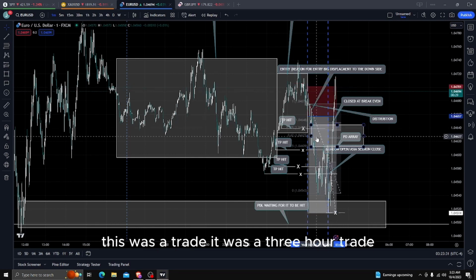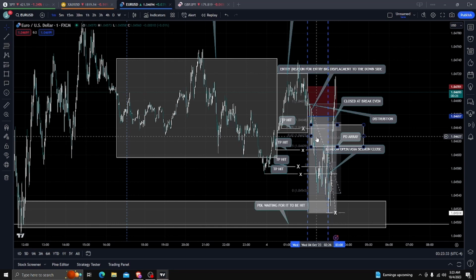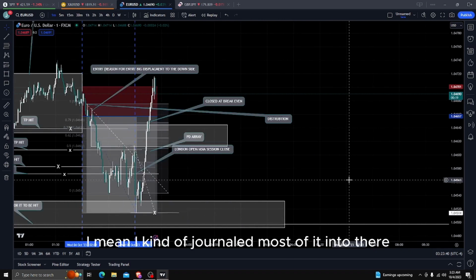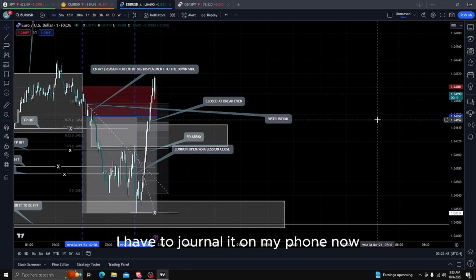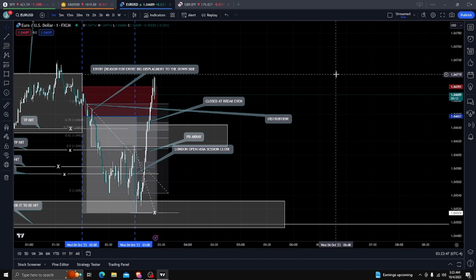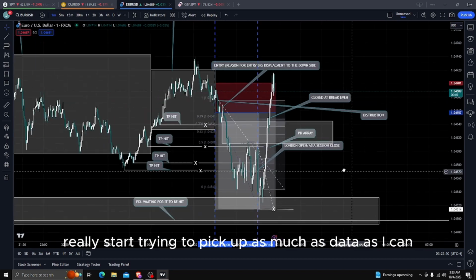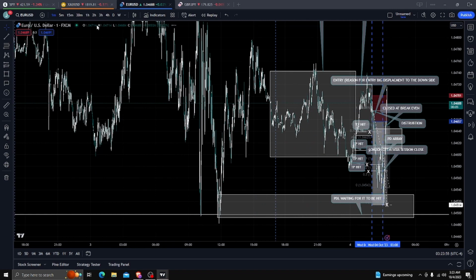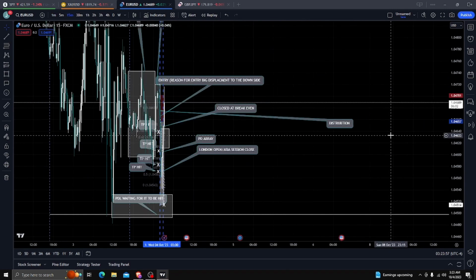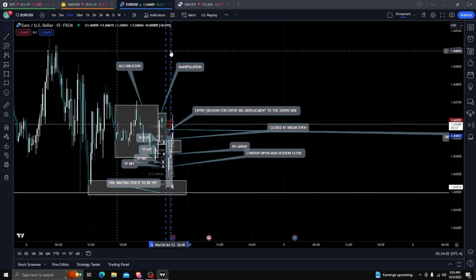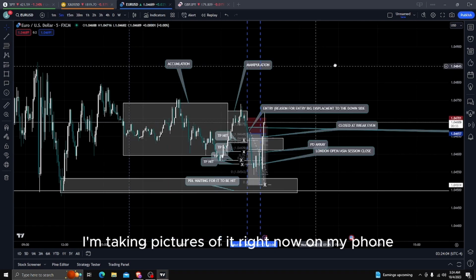This was a 3R trade. And overall, that's really it. There's not really much more to go over. I journaled most of it already. I have to journal it on my phone now and write it down in my notes, and really start trying to pick up as much data as I can. So let me do that right now. I'm taking pictures of it on my phone.